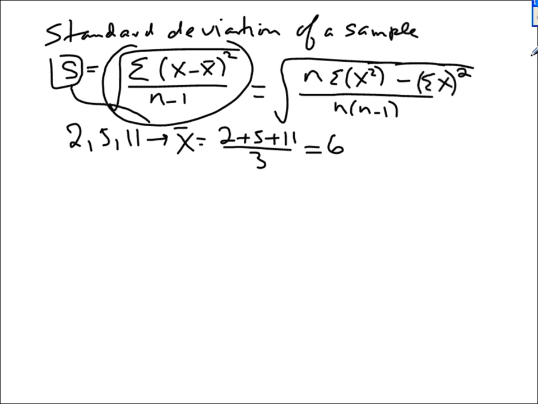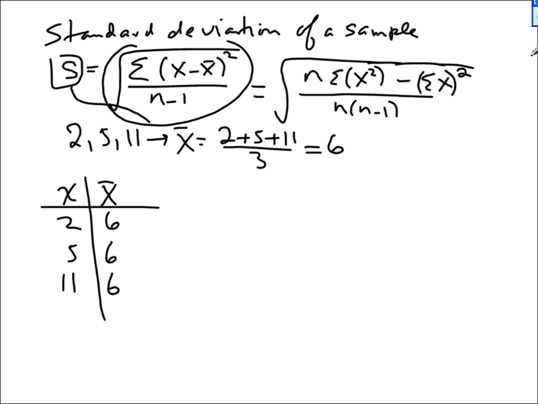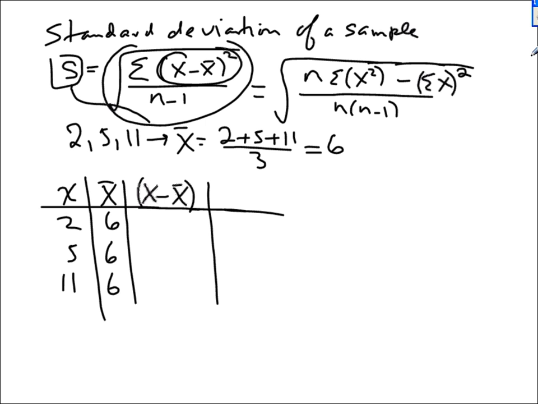We need to calculate x minus x bar. Well, we have the x's. We have the x bars. They're always the same. And now we can compute. Well, first we'll compute x minus x bar, and then I'll square it, because that's what I have to add up. Before I can add up stuff, I have to have that stuff.